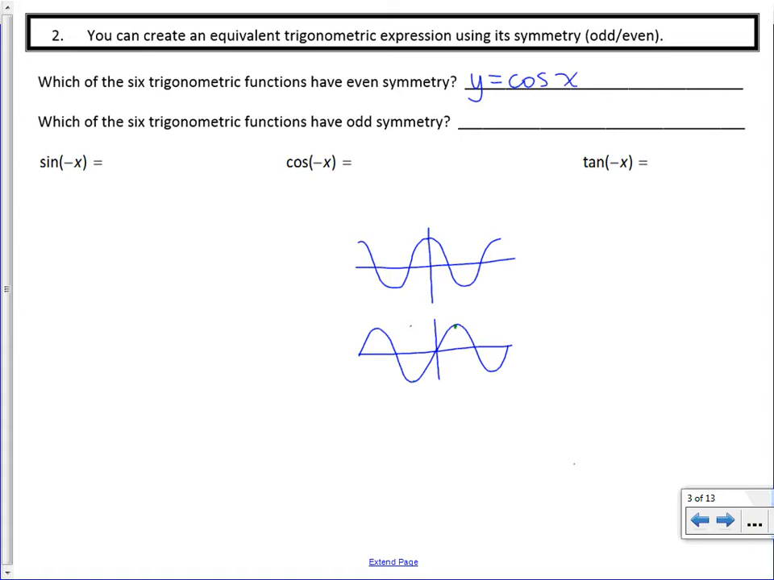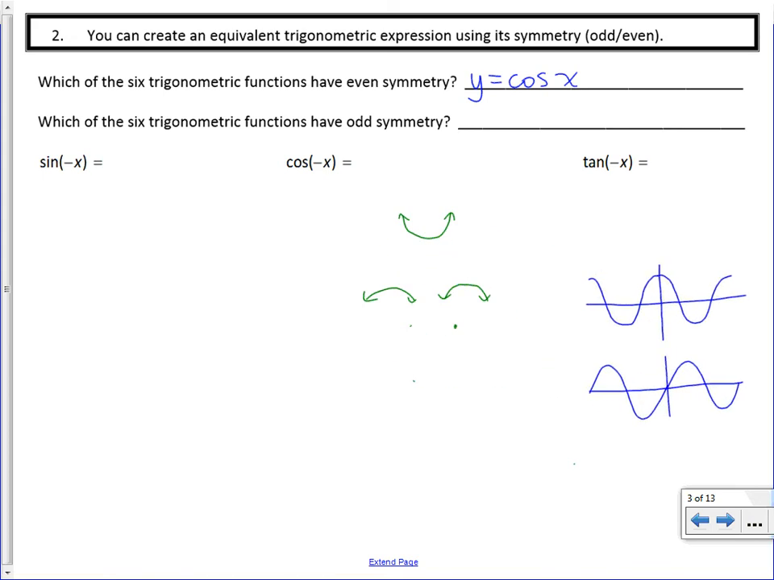Do any of the 6 have even symmetry? If cosine has even symmetry, let's think logic. Not inverse, reciprocal. The reciprocal of cosine. Again, I'll just draw it in the spaces here. Do we agree that's what cosecant looks like? I'm going to take away the blue. So there's secant. Secant, we agree, has even symmetry, reflection about the y-axis.